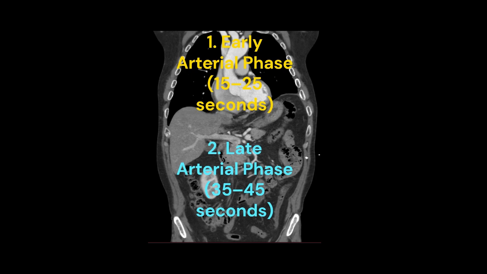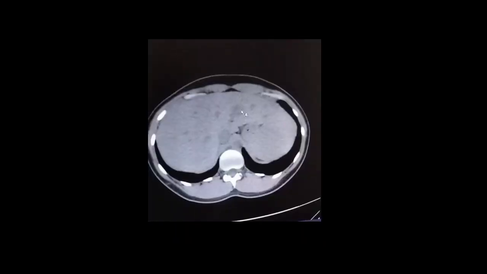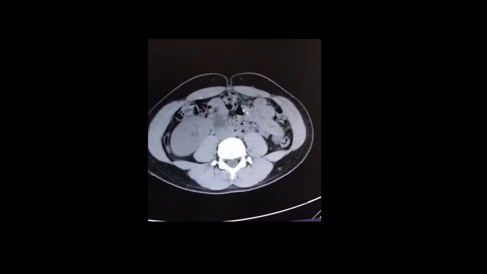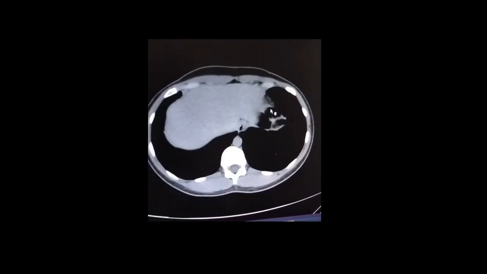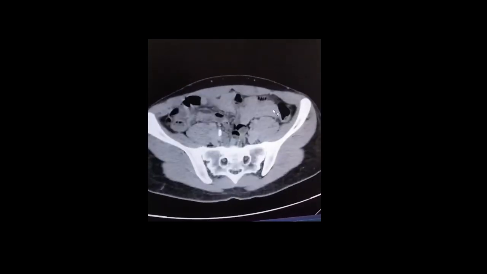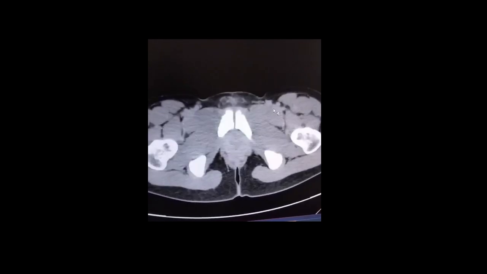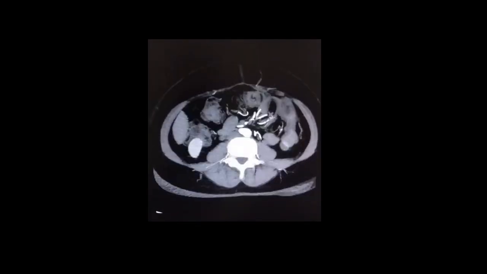Contrast phases in radiology. When performing studies such as CT or MRI scans with contrast, understanding the different phases of contrast enhancement is essential for accurate diagnosis. These phases correspond to specific times after contrast injection, reflecting the vascularity and tissue perfusion of organs and lesions. Below is an overview of the key contrast phases with reference to radiology images.